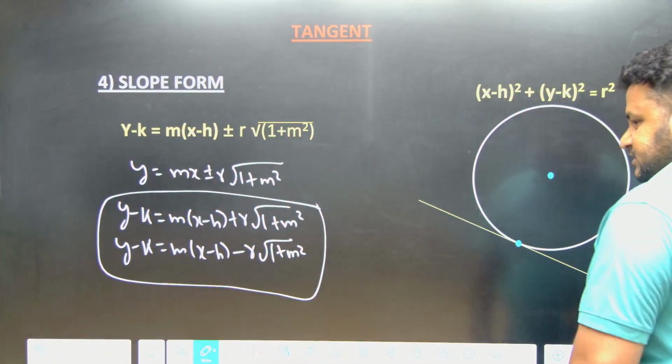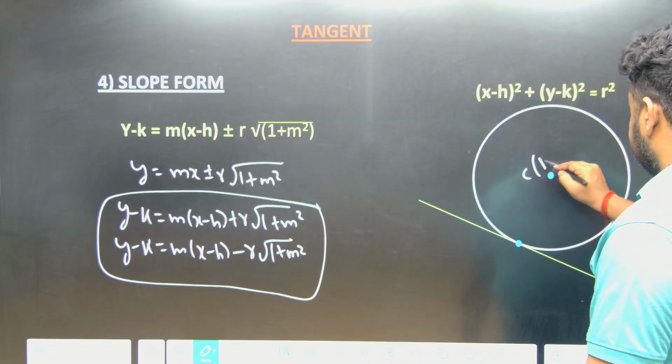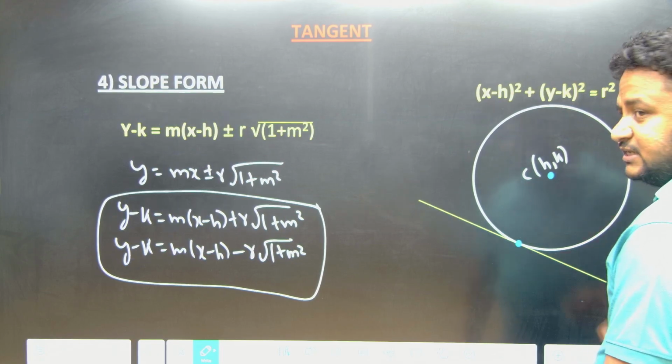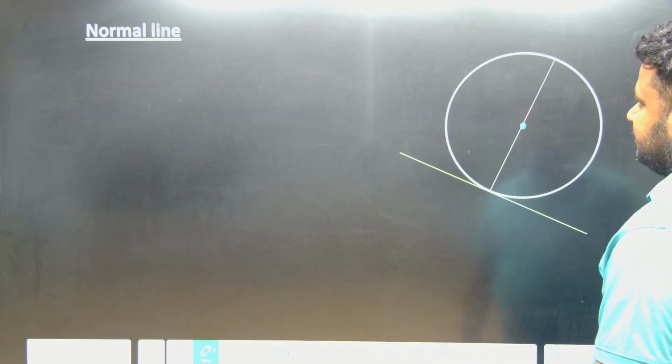When the center of the circle is given as what? The center of the circle is h comma k instead of 0 comma 0. Here the center is what? 0 comma 0, it is at the origin. Here the center is at h comma k. That is the slope form here.